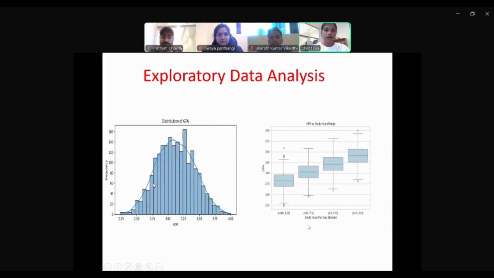Coming to the next slide, it is about the data analysis or the visual representation. On the left side, you can see a histogram of GPA, where most students have a GPA around 3.1, which means the GPA is normally distributed. On the right side, we can see the box plot of GPA by study hours range. It clearly shows that the students who study more have higher GPA. So the more time students spend studying, the better they perform.